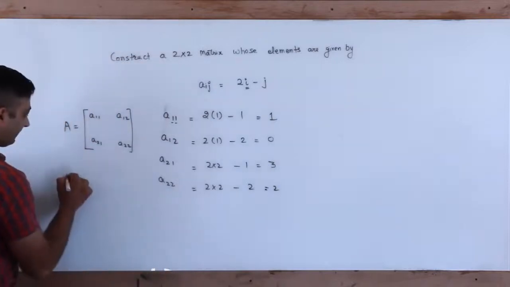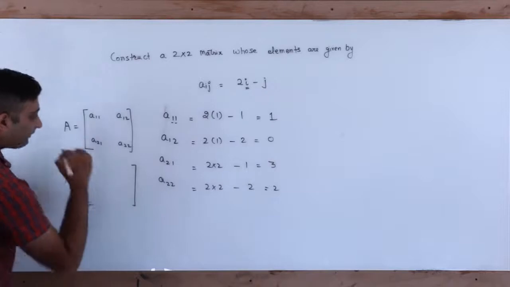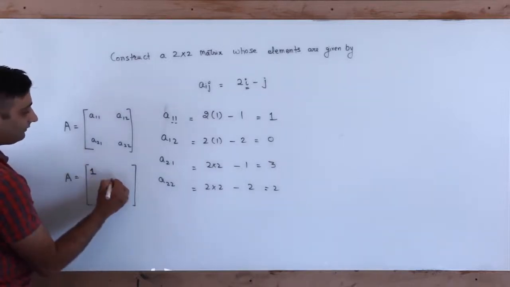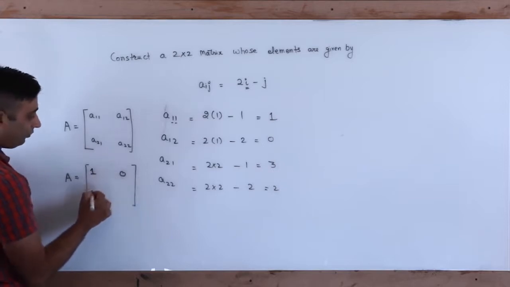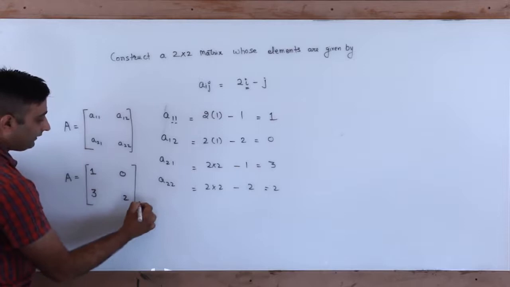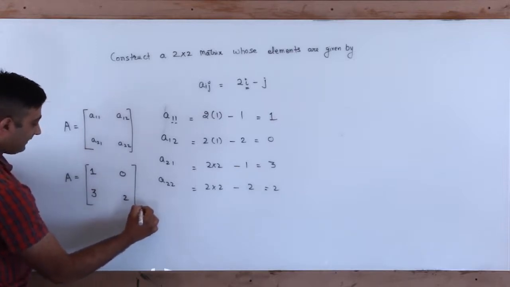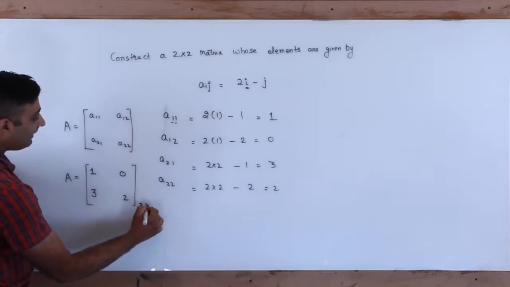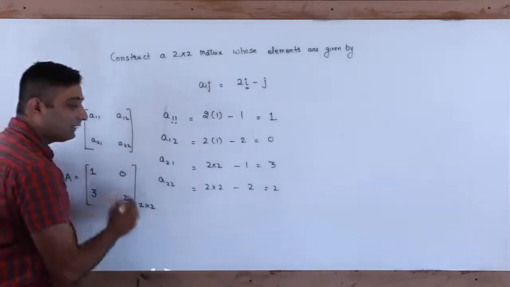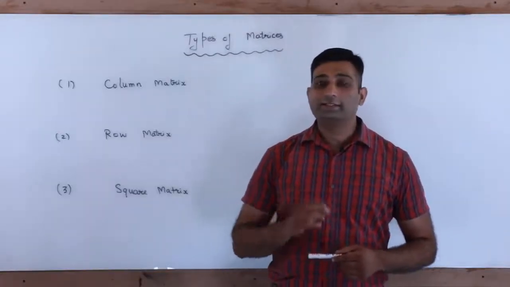Now, the matrix can be constructed by putting these values at their respective places. That is, A11 is equal to 1, A12 is equal to 0, A21 is 3 and A22 is 2. We can always represent the order of the matrix at this place. That means the order of this matrix is 2 by 2. Now, this is the required matrix.